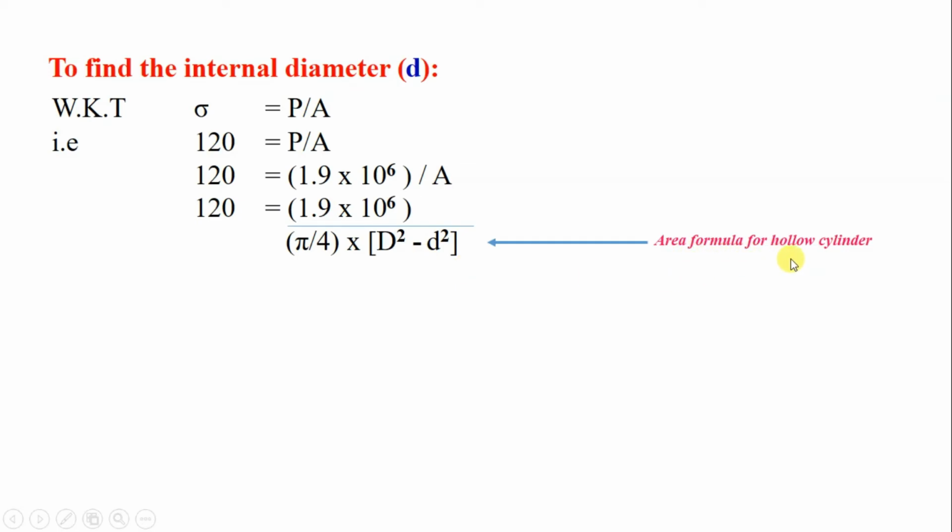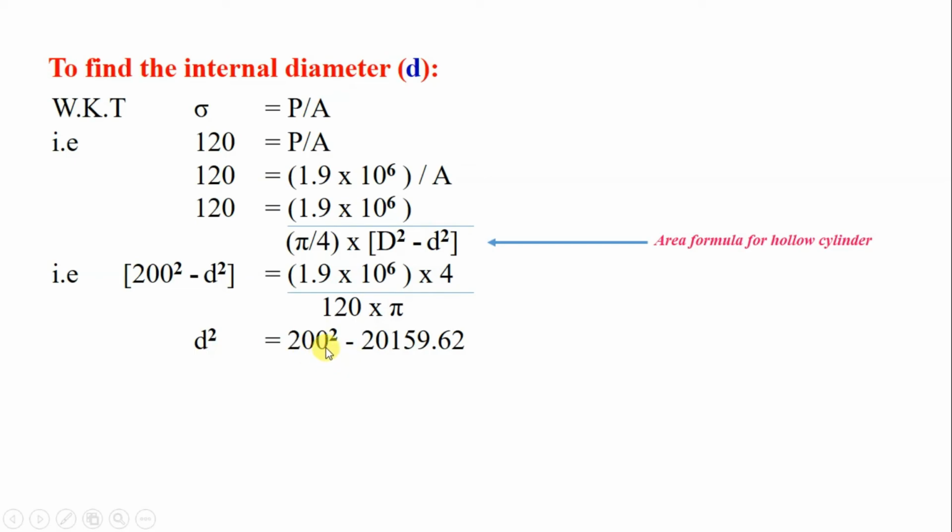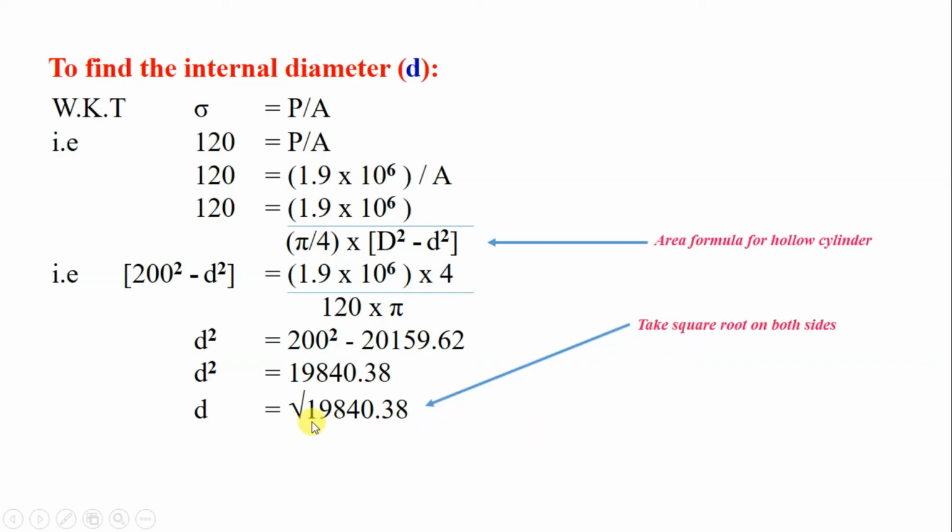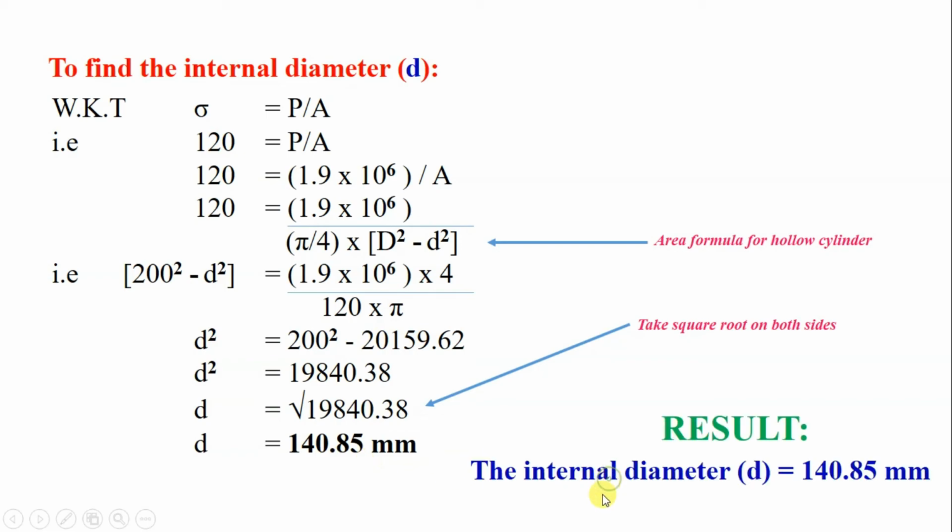With this formula we know the value for capital D, substitute it, and from this we can find the small d. So ultimately, if you take this capital D square minus small d square to the other side, it becomes 200 square minus d square is equal to 1.9 into 10 power 6 into 4 divided by 120 into pi. So from this the next step is d square is equal to 200 square minus 20,159.62. So this value is 19,840.38. And if we take the square root on both sides, we will get the value of d as 140.85 mm.